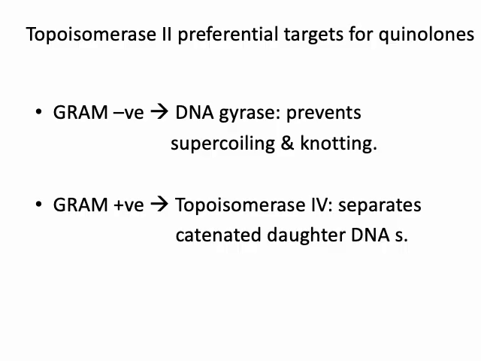Now we're focusing on topoisomerase 2 of the bacteria. We said we have DNA gyrase and topoisomerase 4. In gram-negative, DNA gyrase is preferentially targeted. In gram-positive, topoisomerase 4 is preferentially targeted. This one prevents supercoiling, while this one separates the catenated daughter DNA.